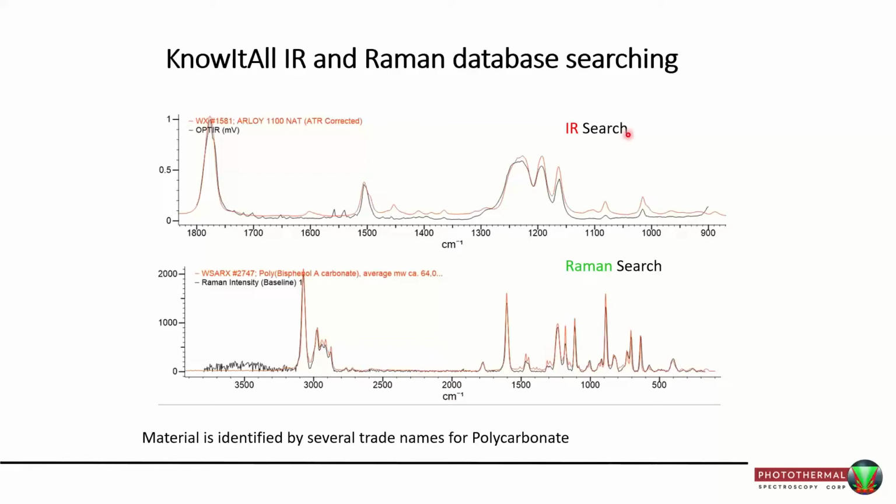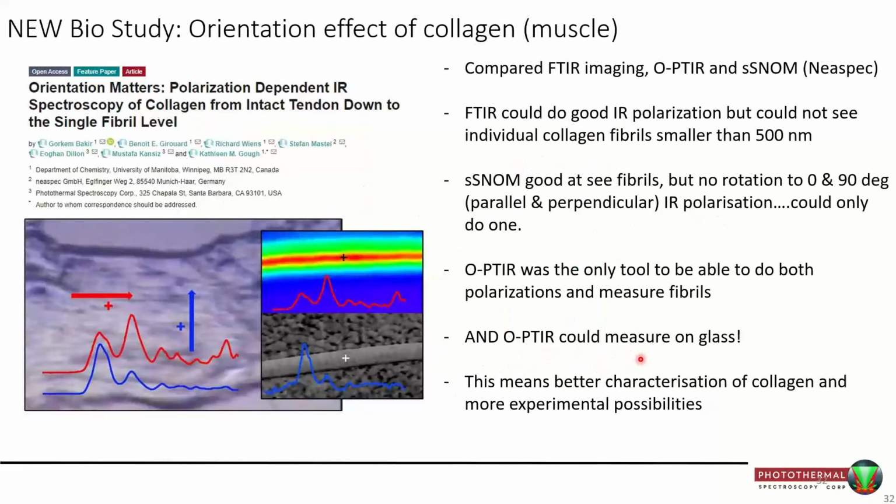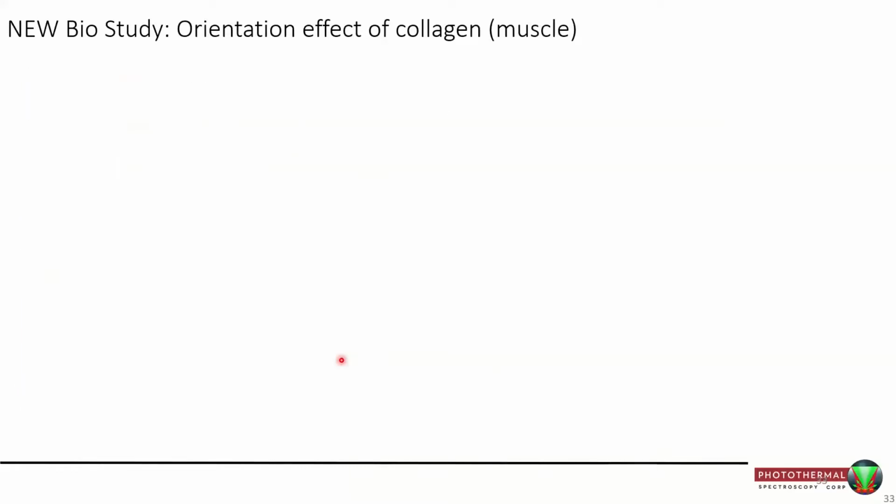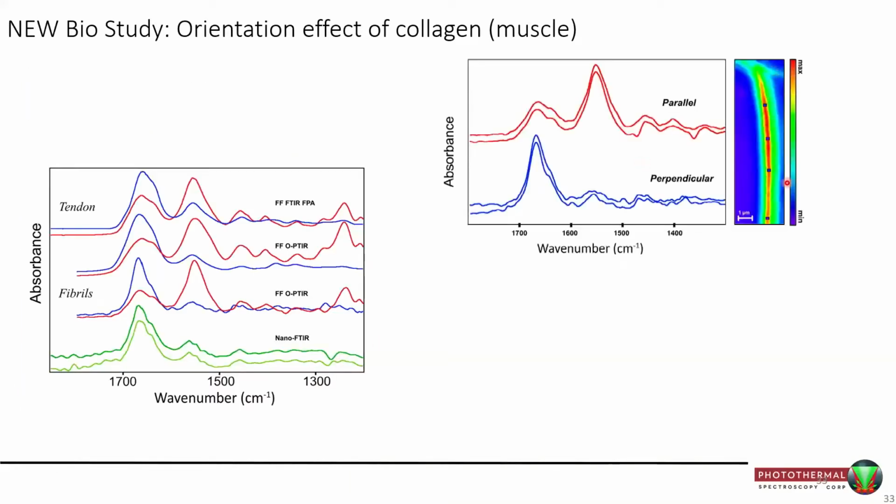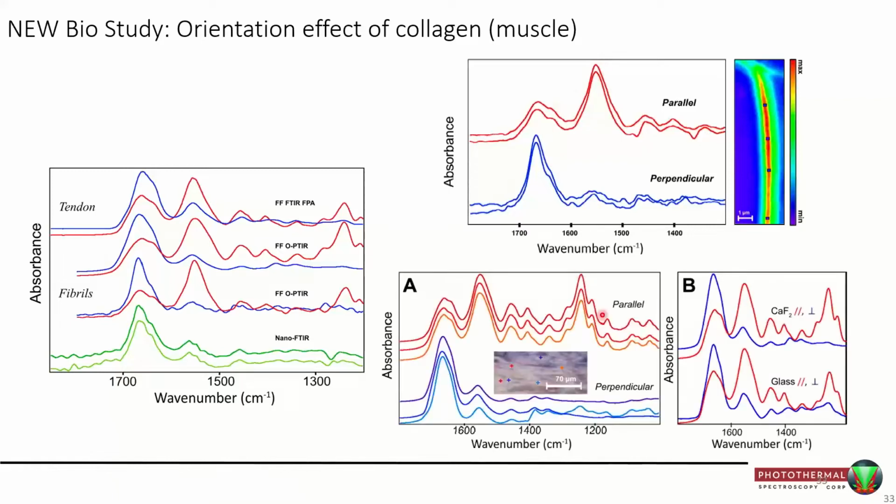In this case, it's polycarbonate, so quite good matches in both IR and Raman. Over here, I've got an example from Kathy Goff, where she used the O-PTIR technique and took advantage of the IR polarization to examine collagen and collagen fibrils. Just very quickly, I'll point out that these fibrils are about half a micron, so we can image those, collect spectra of these fibrils, change the infrared polarization, perpendicular and parallel, and look at how the amide-1 and amide-2 bands change. And even some of the tissues we looked at are on calcium fluoride and on glass.